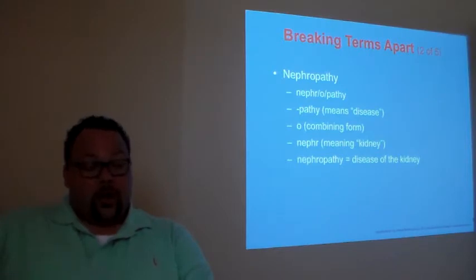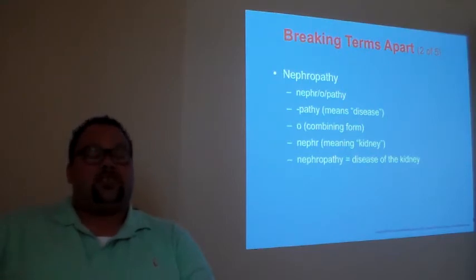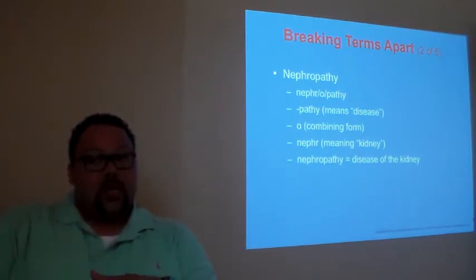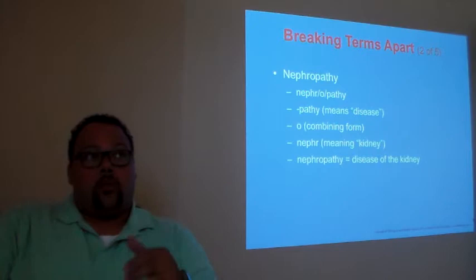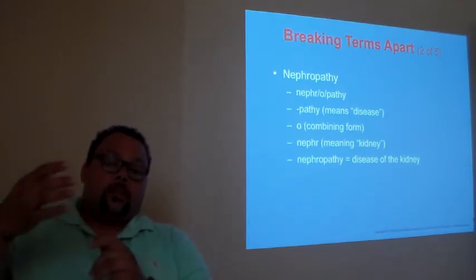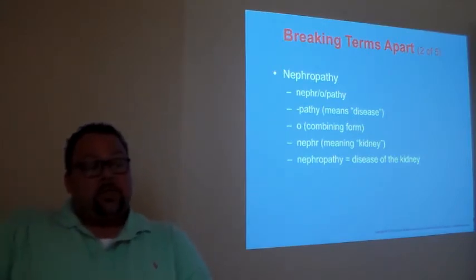So when we talk about any sort of disease, or even the study of a disease. If it's homeopathic, that means that we use things to try to create a homeostatic environment in the body, away from disease. The word nephro or nephr, N-E-P-H-R, means kidney.